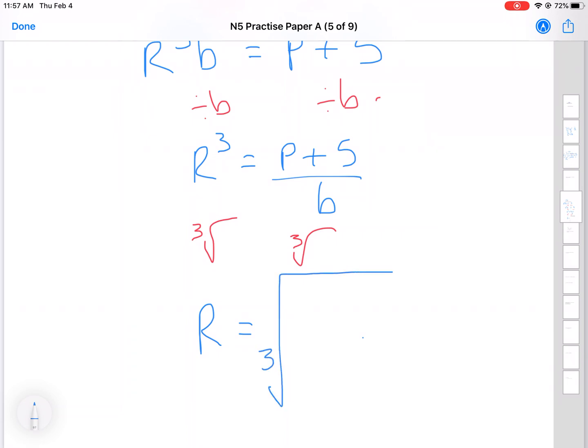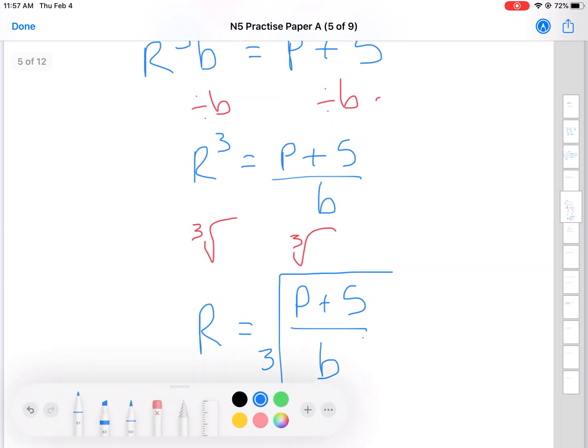Big root, make sure the 3 goes there. If it's a cube root, it's got a 3 at the front. P plus 5 over B inside. That 3 there has to be quite small. It cannot be a big 3, because that would be 3 times your root. So to cube root, a little small 3 attached to your root.